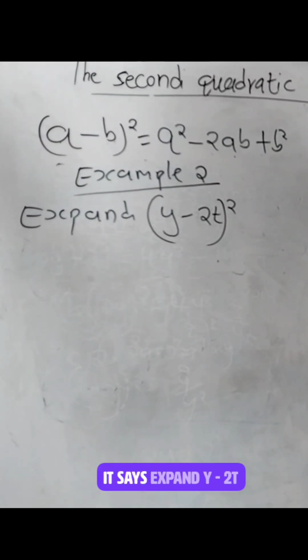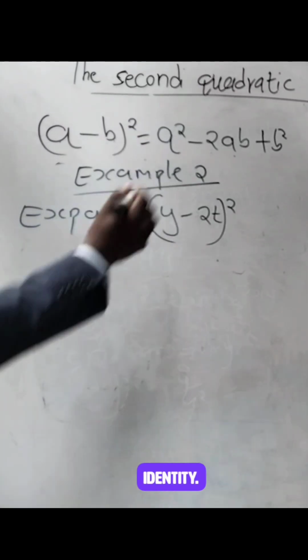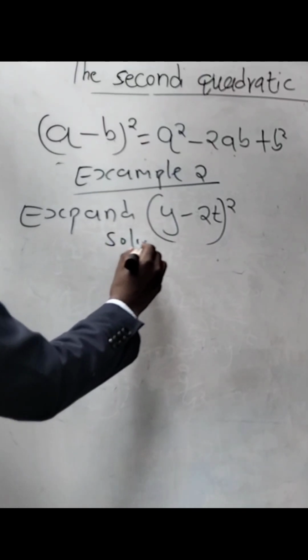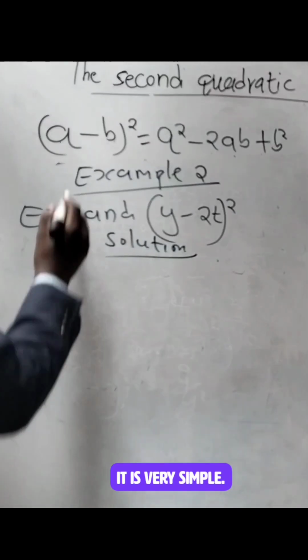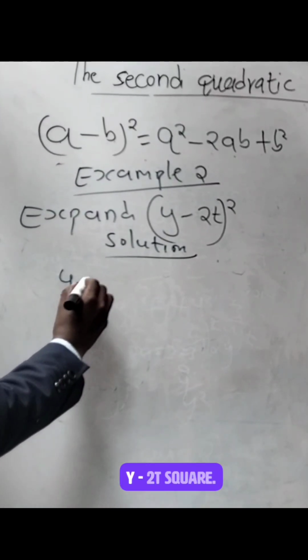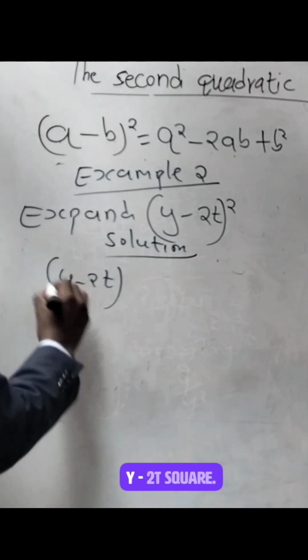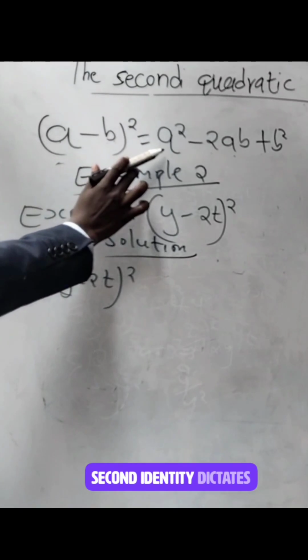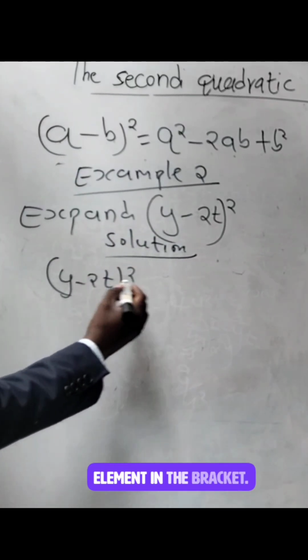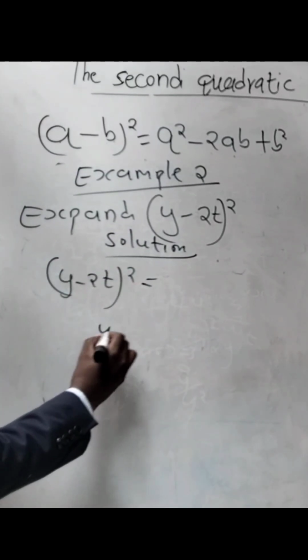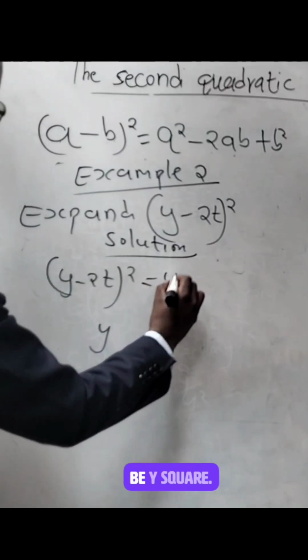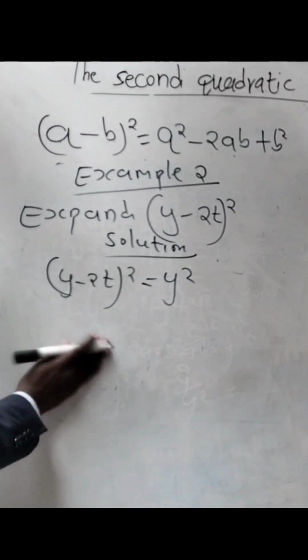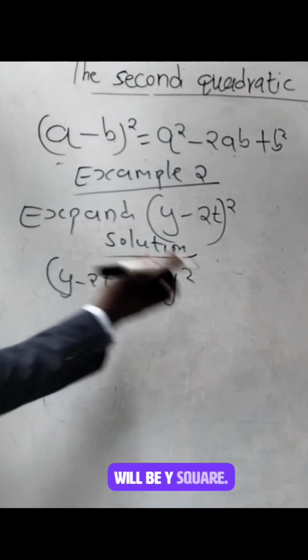It says expand (y minus 2t) under bracket power 2. So we are using the identity. It is very simple. (y minus 2t) square. The second identity dictates that we square the first element in the bracket. That is y. If we square y, it will be y square.